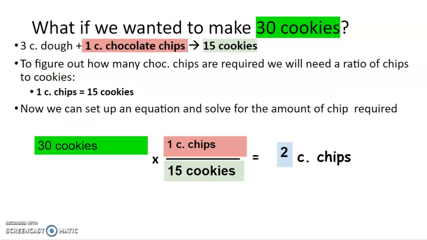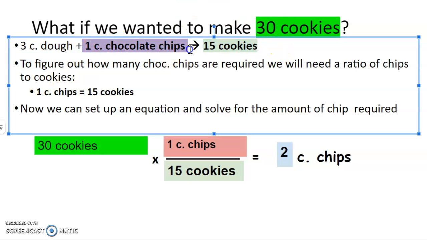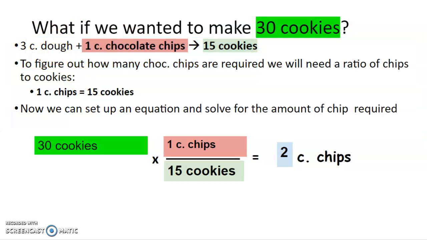If we were to look at this from the chocolate chip standpoint, 30 is still our given, but our ratio now is for every 1 cup of chocolate chips, it makes 15 cookies. We no longer need the 3 cups of dough. So you'd put 30 as your given, and to cancel it out, you would need 15 cookies. So these will cancel, cookies and cookies, and you'll be left with cups of chocolate chips. But this ratio, again, comes from the equation. So 30 cookies times 1 is 30, divided by 15. 2 cups of chocolate chips are needed to make 30 cookies.